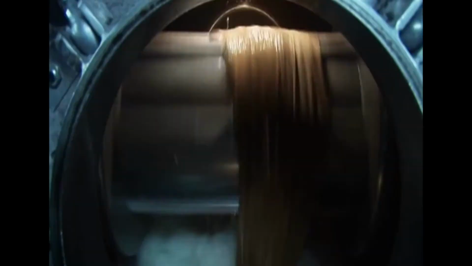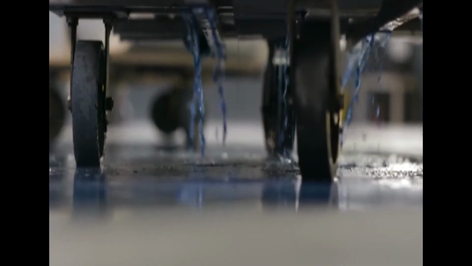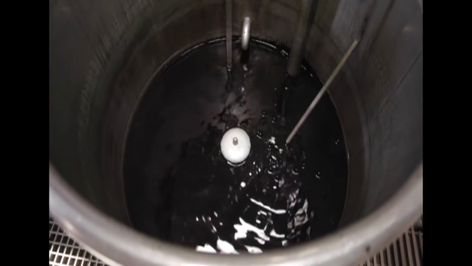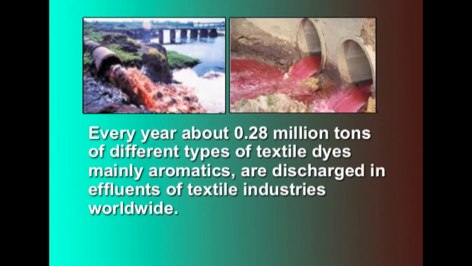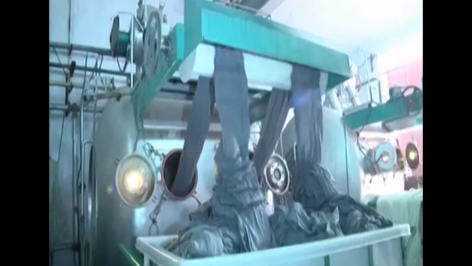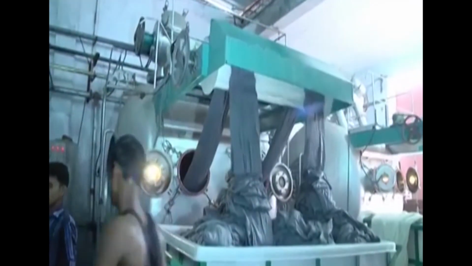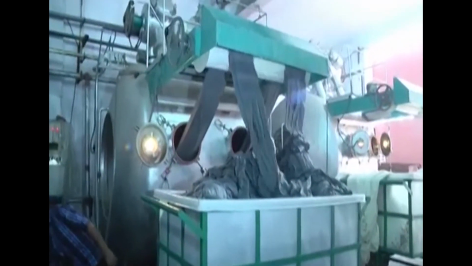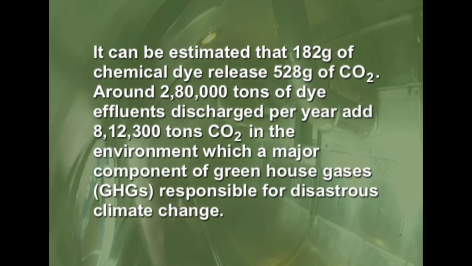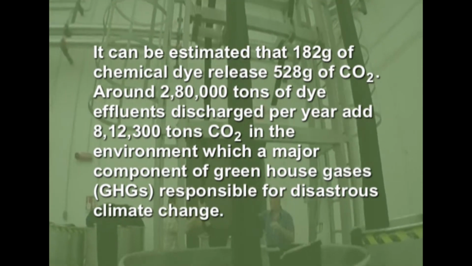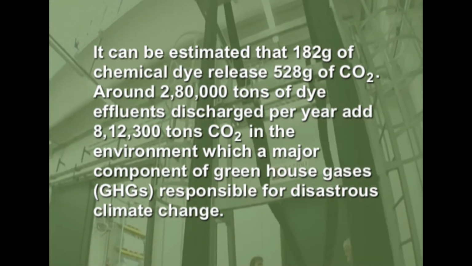It is estimated that during the process of dyeing, about 15 to 20% of the dyes are not utilized for dyeing and finally become part of effluents. Every year, about 0.28 million tons of different types of textile dyes, mainly aromatics, are discharged in effluents of textile industries worldwide. A huge amount of effluent dyes tend to degrade into simpler molecules and finally release a substantial amount of carbon dioxide in the environment. It can be estimated that 182 grams of chemical dye releases around 528 grams of carbon dioxide.